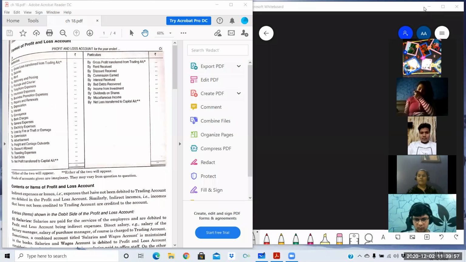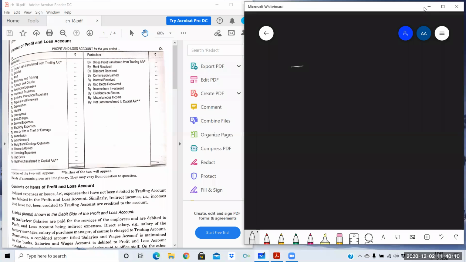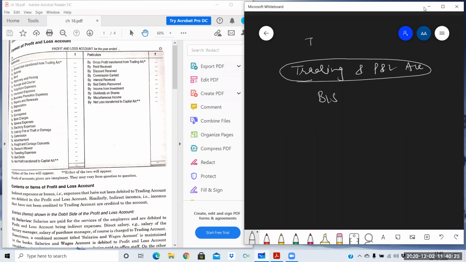I told you earlier that in financial statements, every business, sole proprietor or any other form of business, needs to prepare the set of books, financial statements. That is, in a sole proprietor, the financial statements are known as trading and profit and loss account and balance sheet. Trading and profit and loss account, when prepared combinedly, is known as income statement.